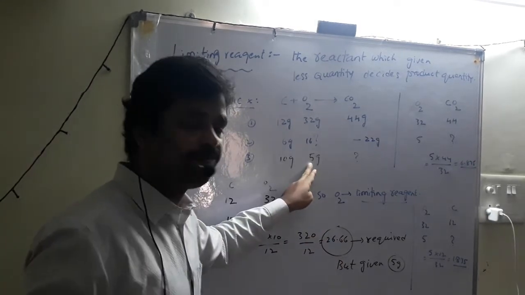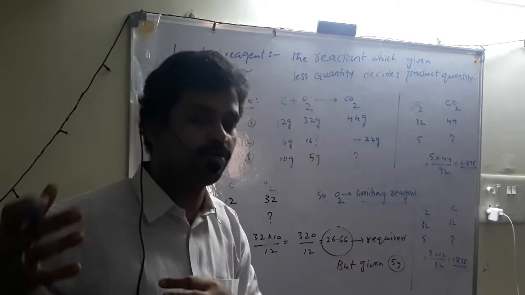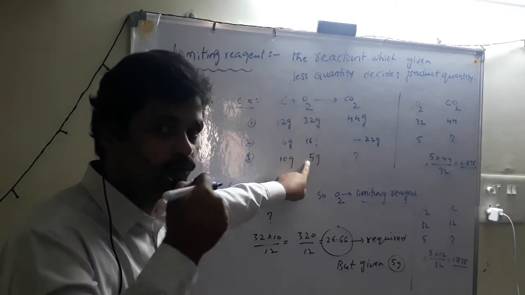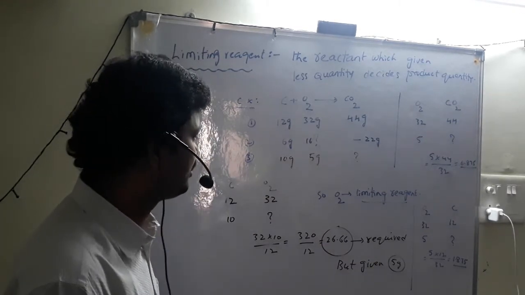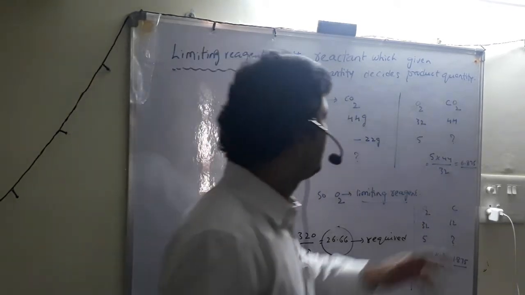But given is only 5. Given less, required more. It indicates what? Oxygen is less. So that is the limiting reagent. Oxygen is the limiting reagent. Then the first step is over. We have calculated the limiting reagent.